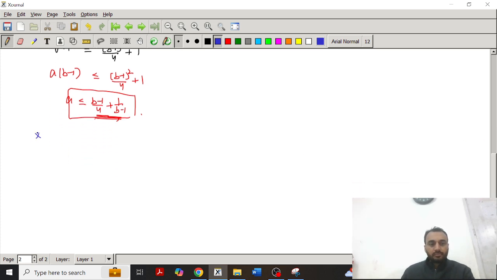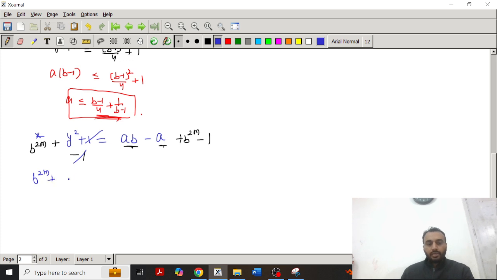So we have initially y square plus 1 is equal to a times b minus a. So this is a number in base b and this is its digit. Now if I add b power 2m, then we have to subtract its digit also, that is 1 only. So you can see on the left hand side, we have b power 2m and y square, is equal to b power 2m plus ab minus a plus 1.